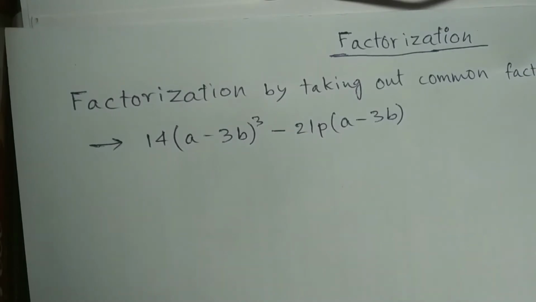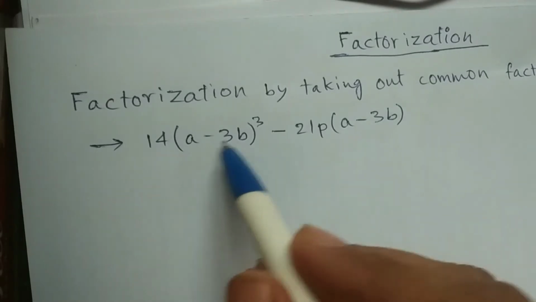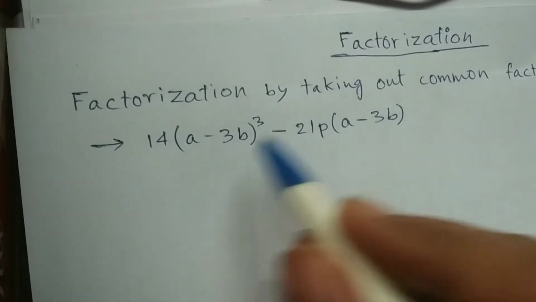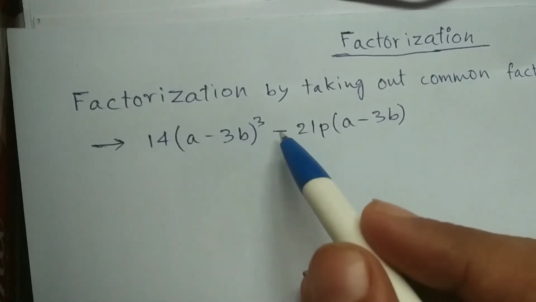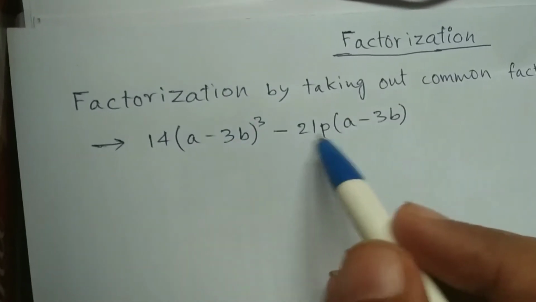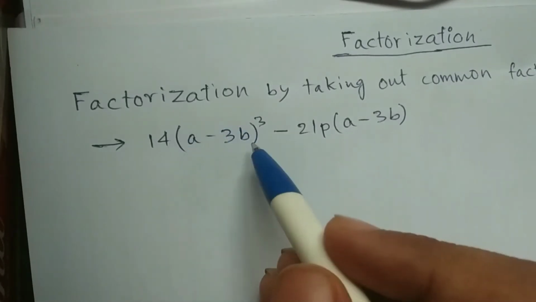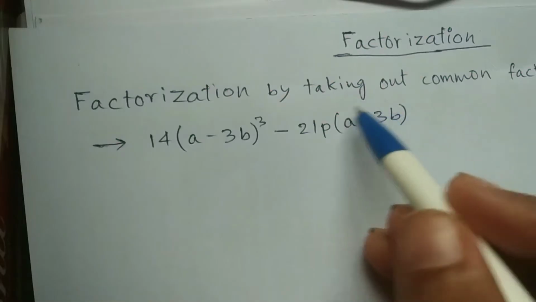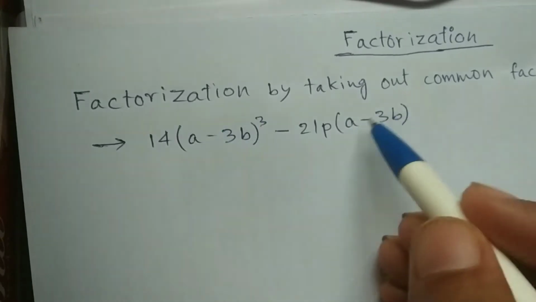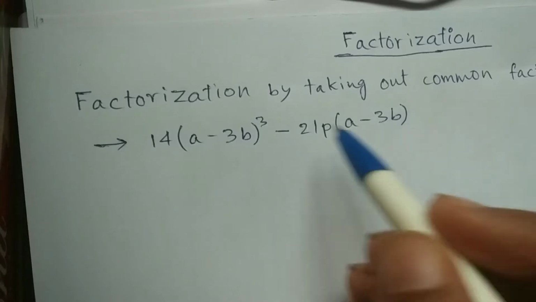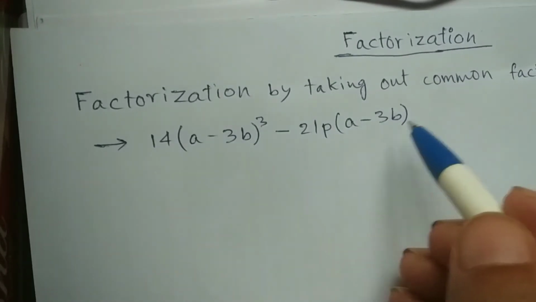So in this way we can say here the common term is a minus 3b, in both the terms. Here we can see there are two terms, this one minus this term. So this is one term and this is another term. Here a minus 3b is one factor and it is also present over here. But the power of a minus 3b here is 3 and here it is nothing, meaning 1. So we can take this a minus 3b as common.